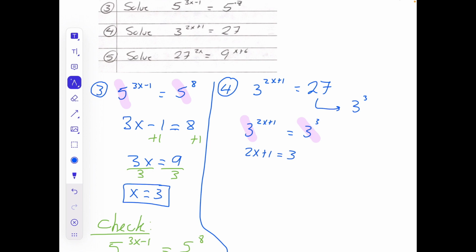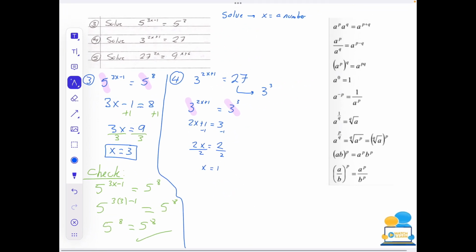And now just a little bit of solving, so we'll subtract 1 from both sides. 2x is equal to 2. Divide both sides by 2. We get x is equal to 1. Okay, I'm not going to check that one now, but if you have that extra bit of time in your exam, no harm just to check it. It will only take you 2 minutes.